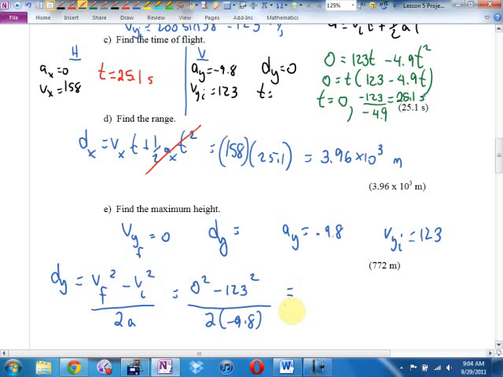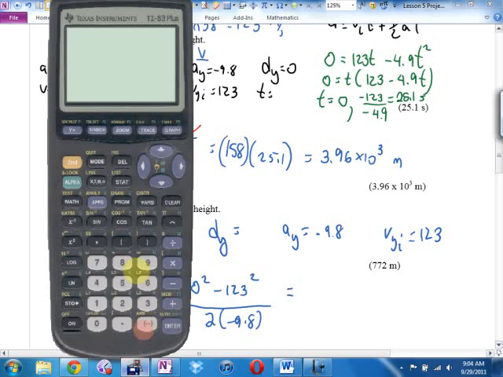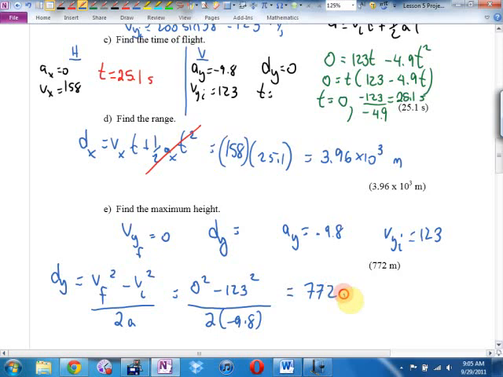You want to practice these on your calculator. Every year there's somebody who gets all the answers wrong on their test, even though they've written things correctly. And I know they were too lazy to bother trying these on their calculator in class. You get 772 meters. So far, so good. Next page.